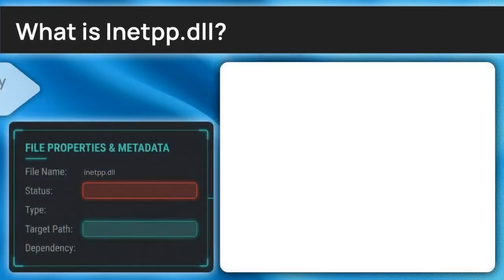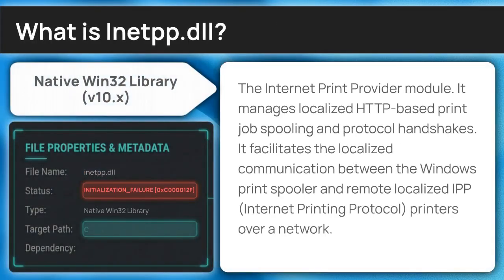This is the Inetpp Library, the Internet Print Provider module. It manages localized HTTP-based print job spooling and protocol handshakes. It facilitates the localized communication between the Windows print spooler and remote localized IPP, Internet Printing Protocol printers over a network. Now that the background is clear, let's walk through the actual installation steps.